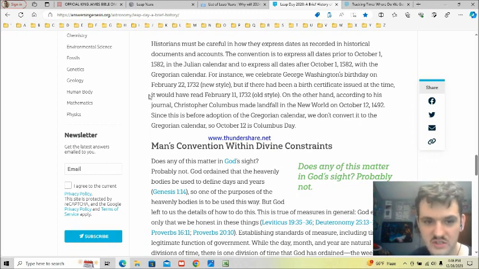On the other hand, according to his journal, Christopher Columbus made landfall in the New World on October 12, 1492. Since this is before the Gregorian calendar, we don't convert it to the Gregorian calendar. October 12th is Columbus Day.